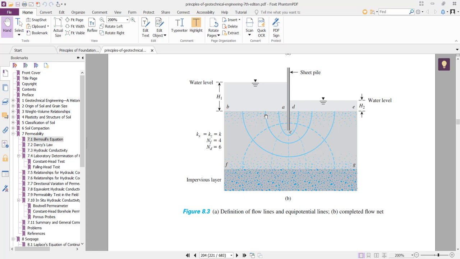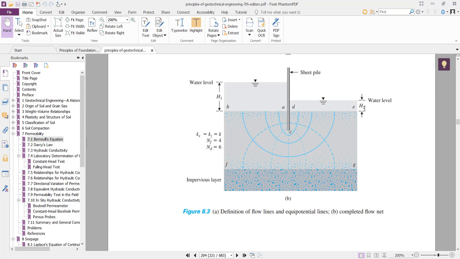And the first equipotential line here is the first line AB, because we already know the pressure at this line, which is equal to H1. And the last equipotential line here is DE, because we already know the pressure here, which is equal to H2. So these are the main characteristics of the flow net.